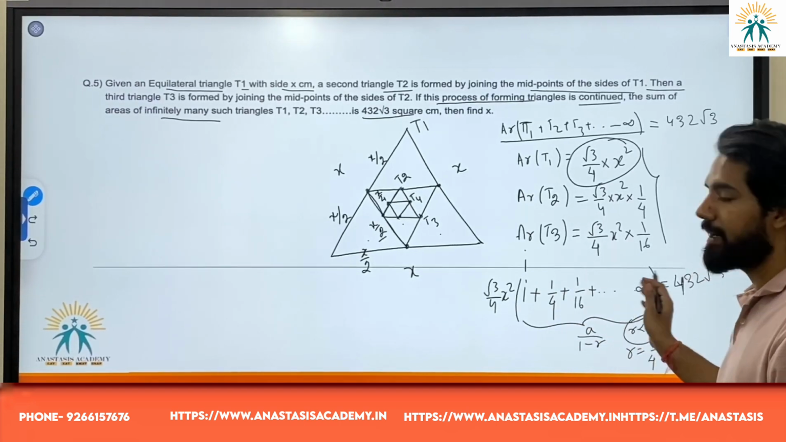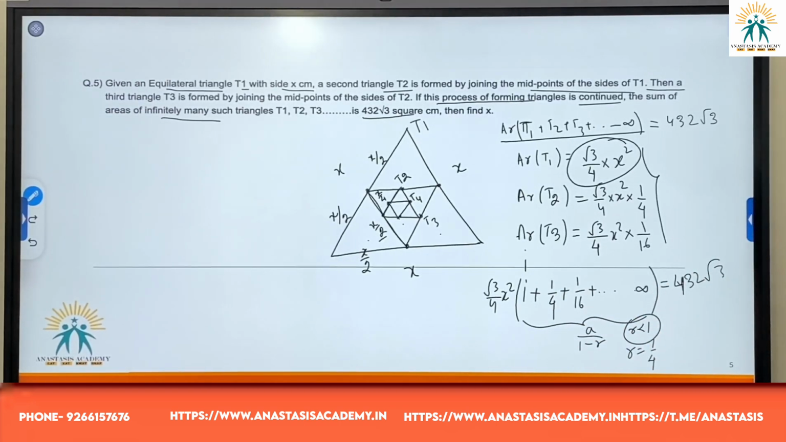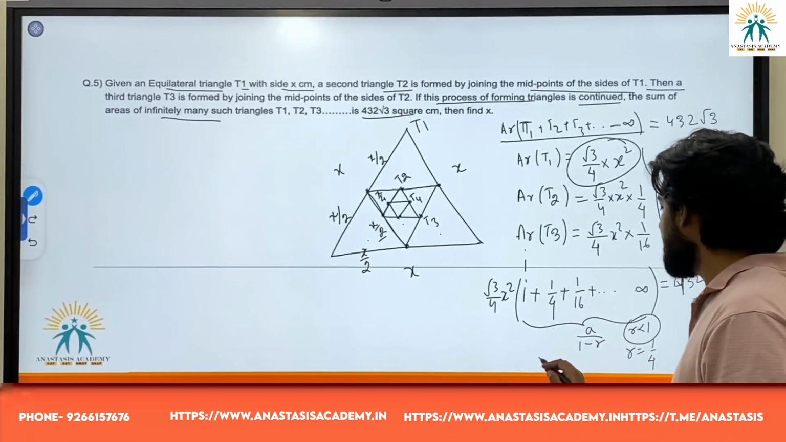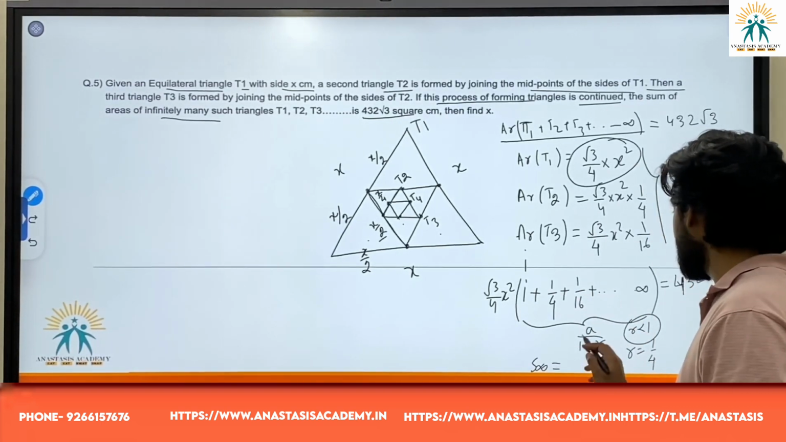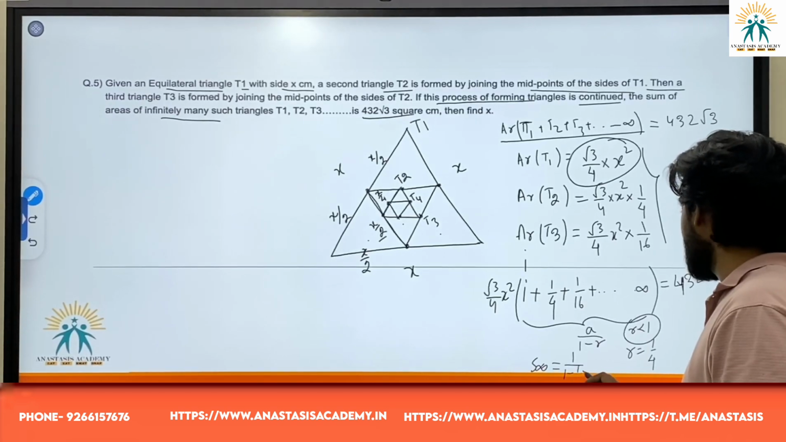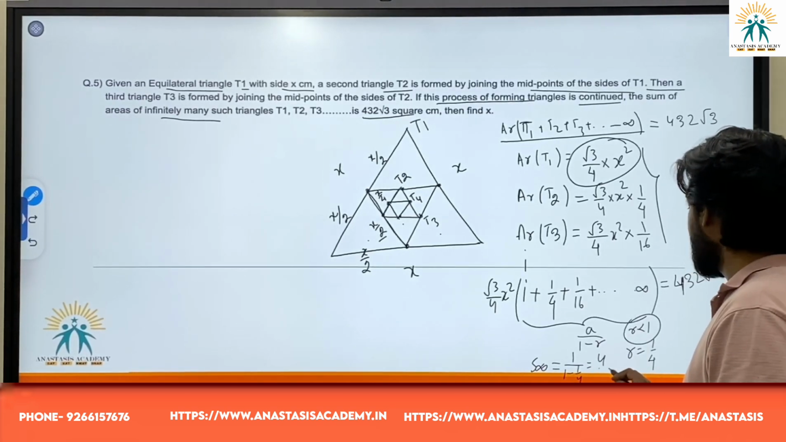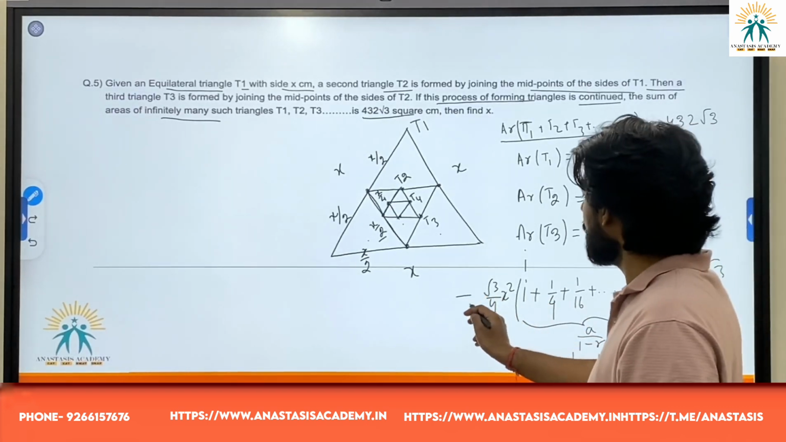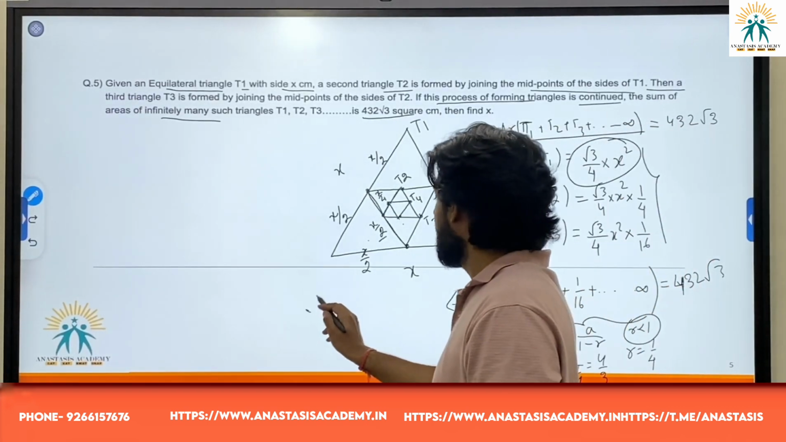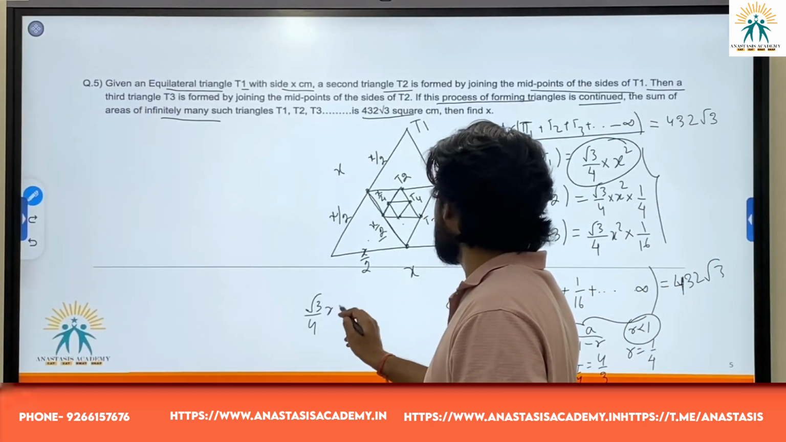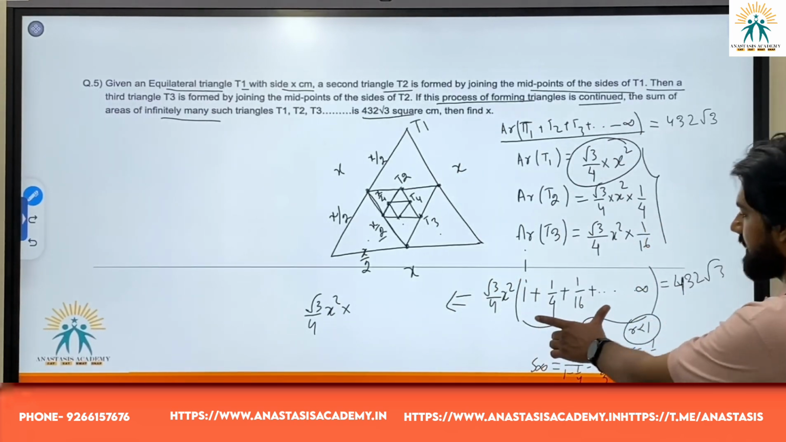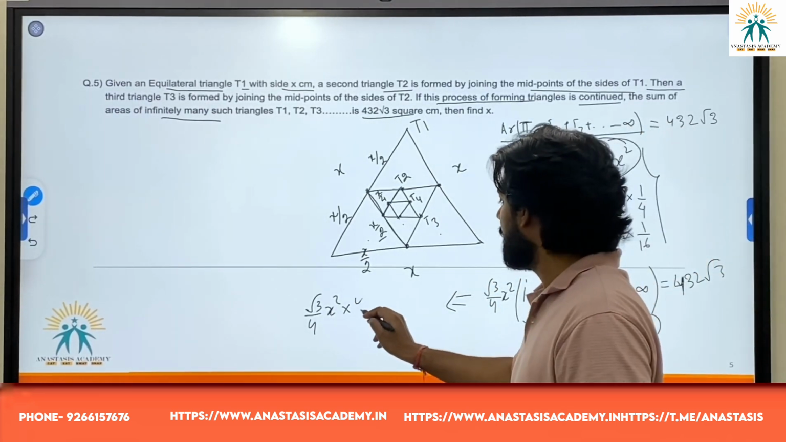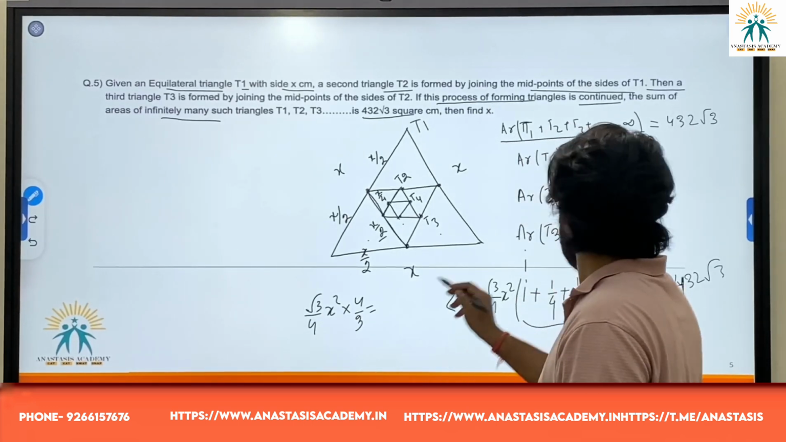So r is 1 by 4 and a is 1 here. So the sum of this infinite series, the sum till infinity, would be 1 upon 1 minus 1 by 4, that is 4 by 3. So this sum is 4 by 3. So I'm writing this expression here: root 3 by 4 x square into this infinite GP sum, that is 4 by 3, is given to me as 432 root 3.